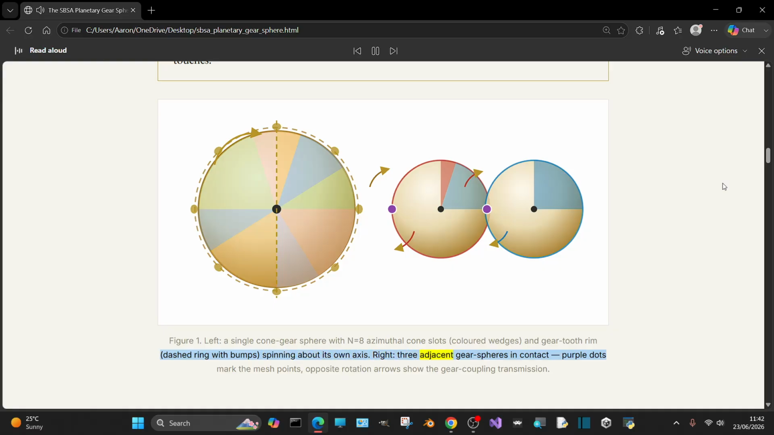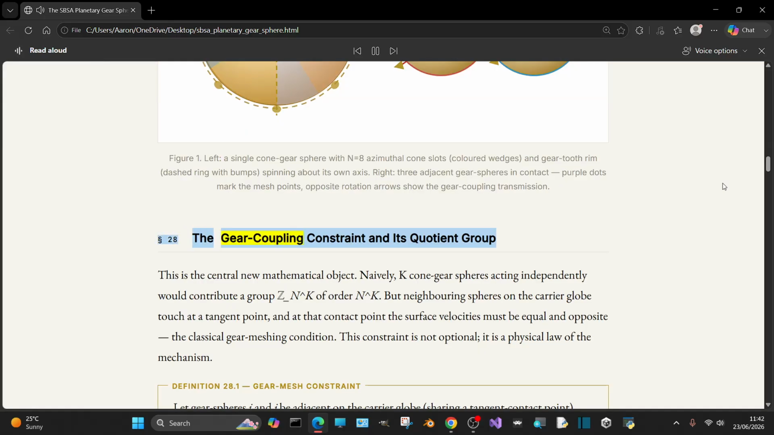Right, 3 adjacent gear spheres in contact, purple dots mark the mesh points, opposite rotation arrows show the gear coupling transmission. Section 28: The gear coupling constraint and its quotient group. This is the central new mathematical object.